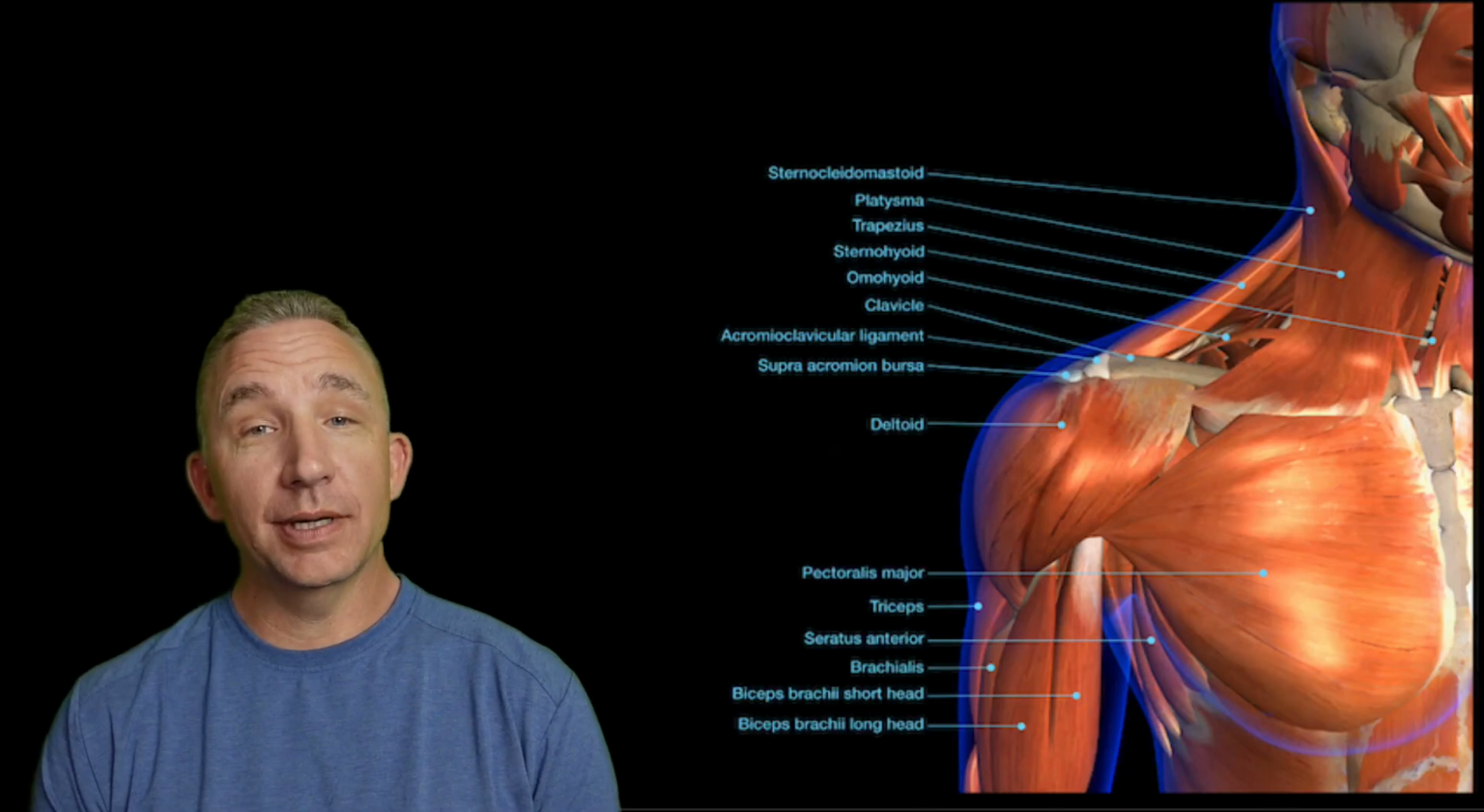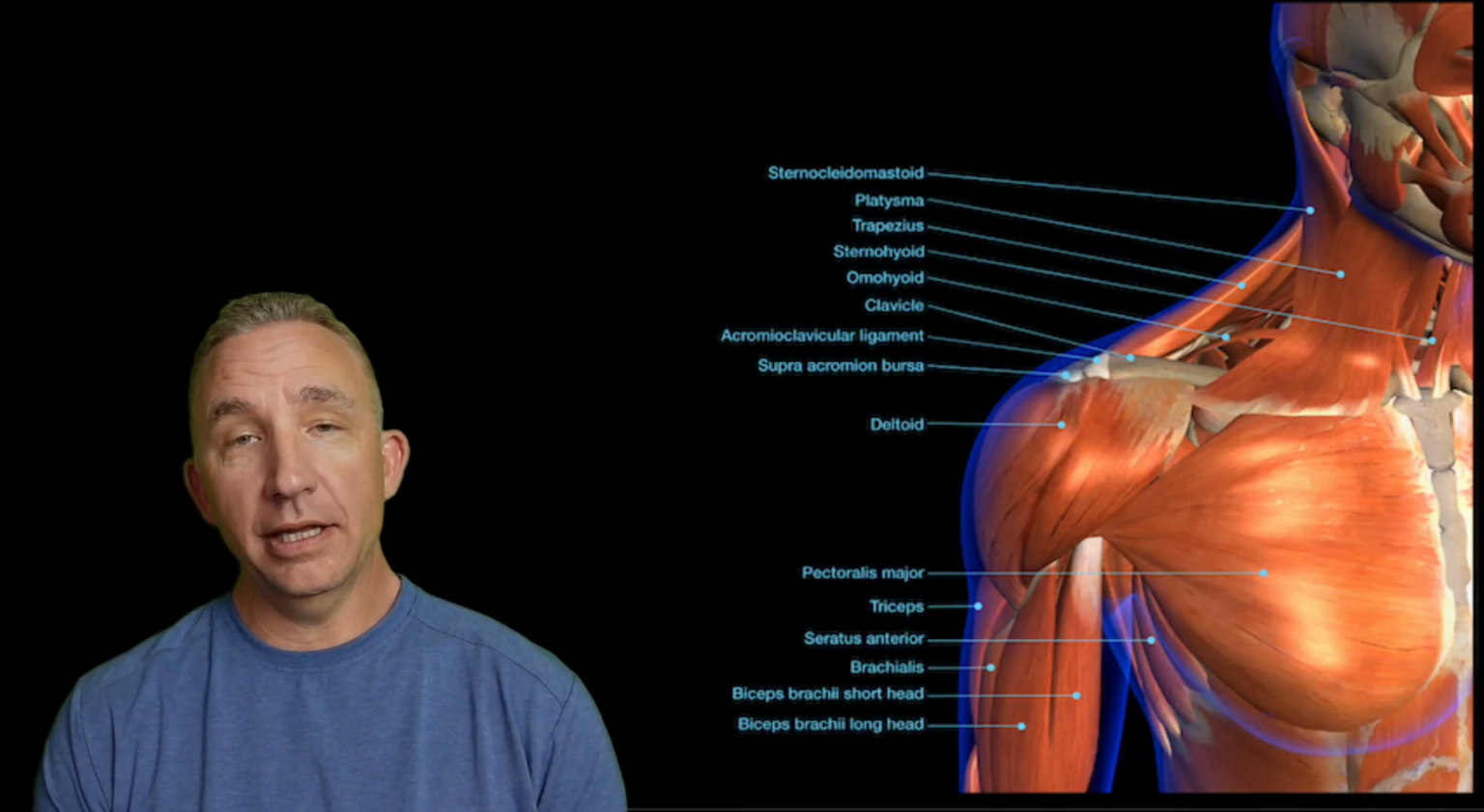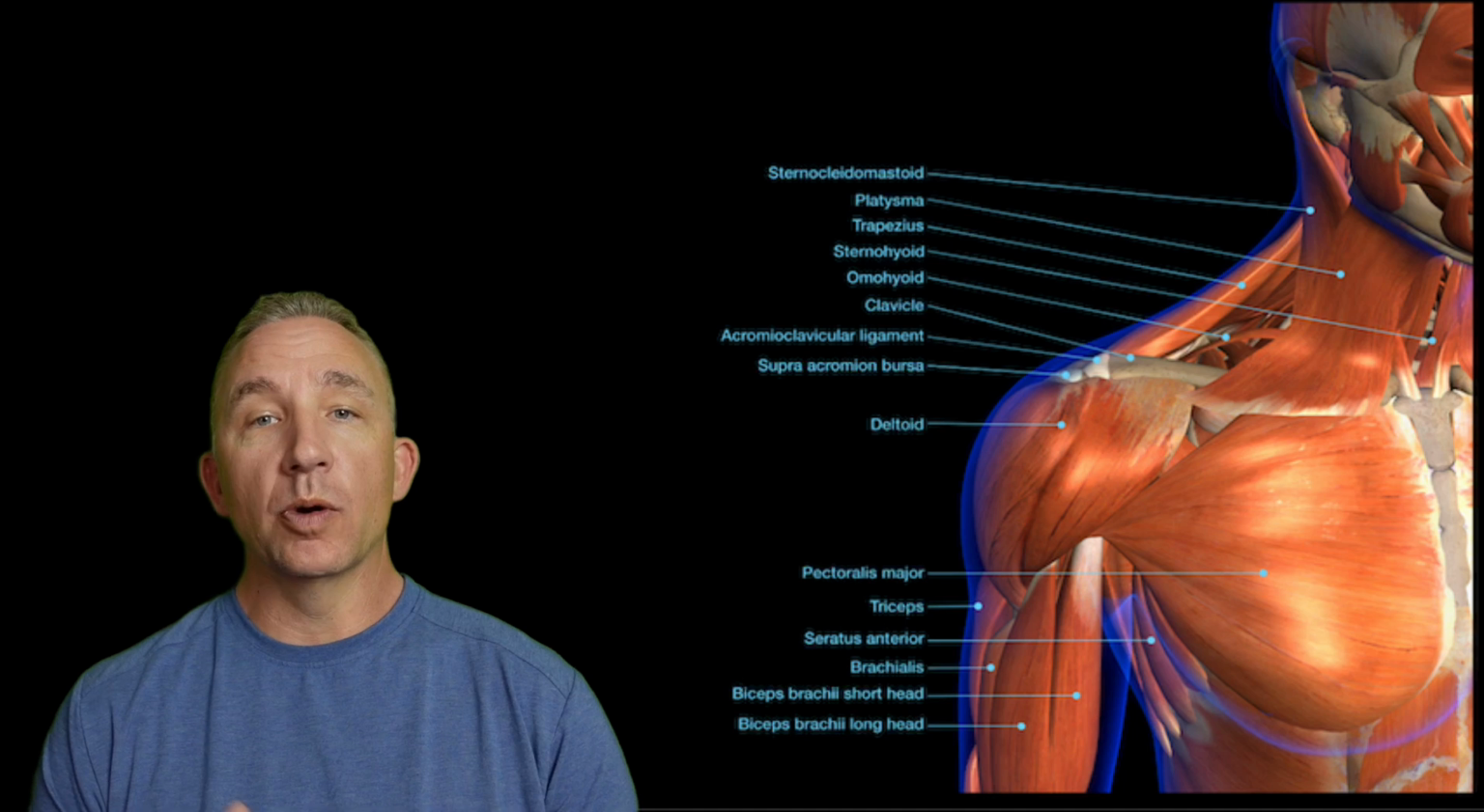We're covering skeletal muscles of the neck, the shoulder, and the arm. It's just a sample of some of the more superficial muscles.